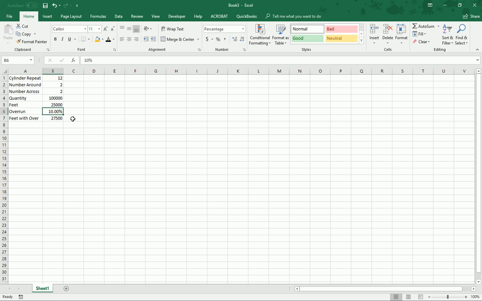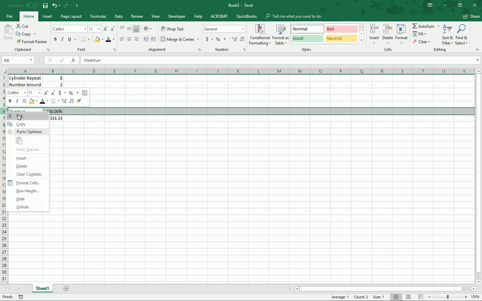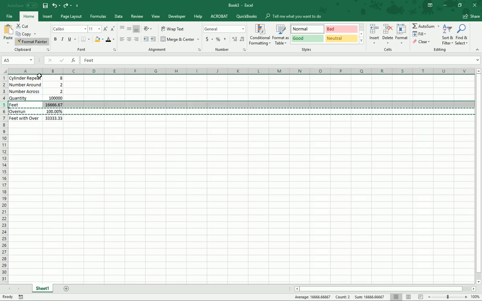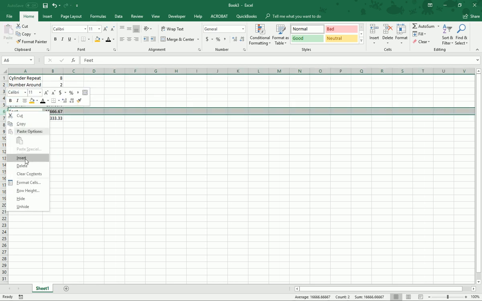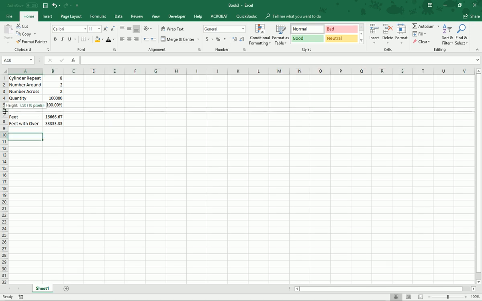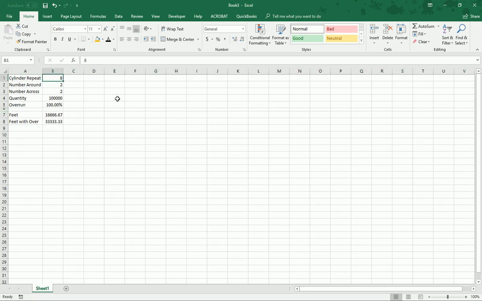And we have 27,500, right? So if we have an overrun of 0, then we have the exact same amount. If we have an overrun of 100%, it should be double. Yep, so that seems to work, okay? If the cylinder repeat is 8 inches, fewer feet, yeah, okay. So now we have a calculator, and you can put your overrun here, insert cut cells here, right? And let's give it a little space if we want to just delineate these a little bit.